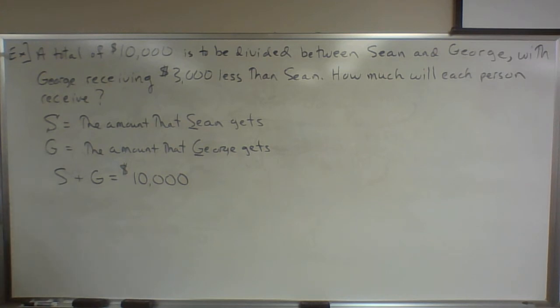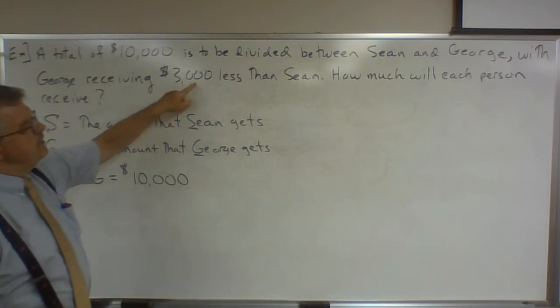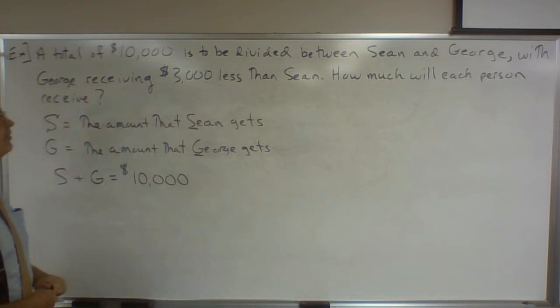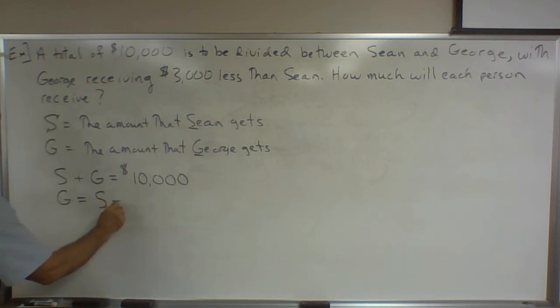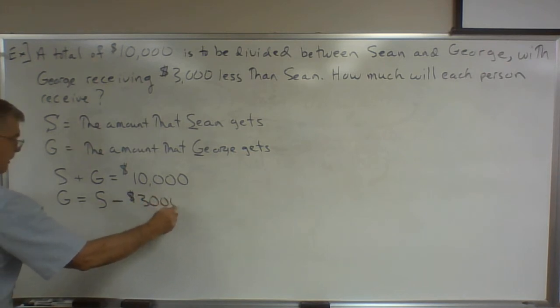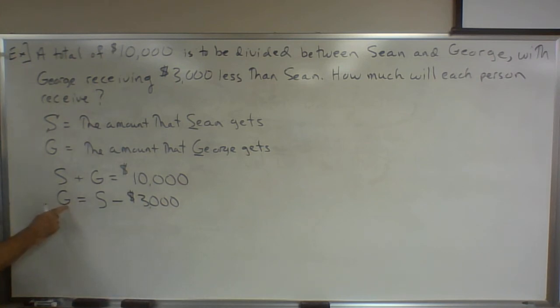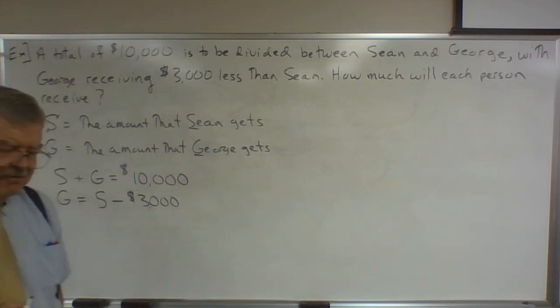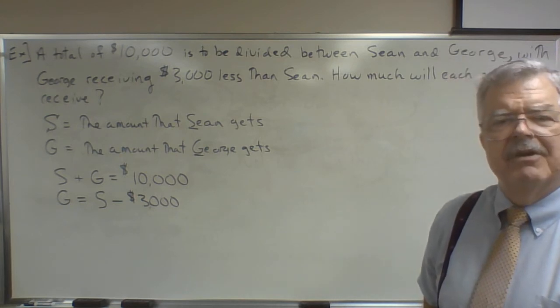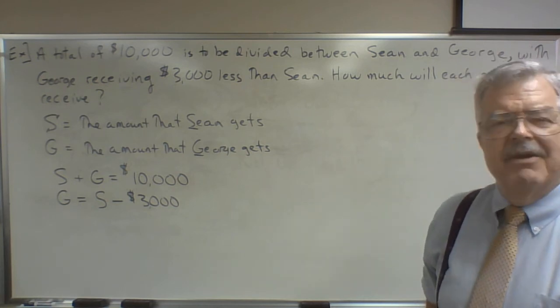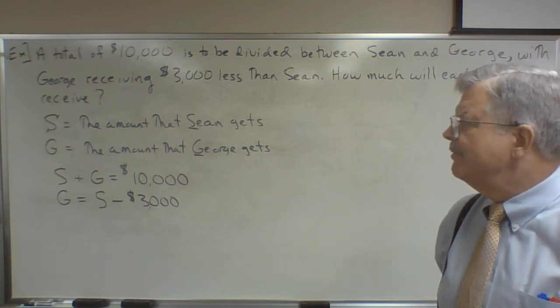Now, do they tell us anything else? George receives $3,000 less than Sean. So the amount that George gets is $3,000 less than Sean. We take what Sean has and subtract $3,000 from it. This is George. I think that's all the information that we need. Do we need to draw a picture? No, I don't think so. We're not measuring height or distance or area or volume or anything like that. So a picture is not relevant here.